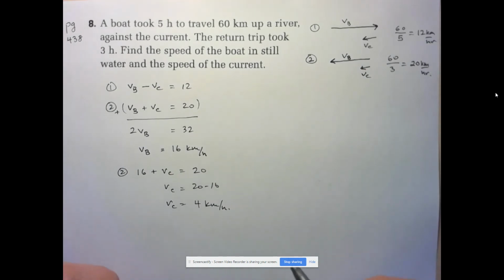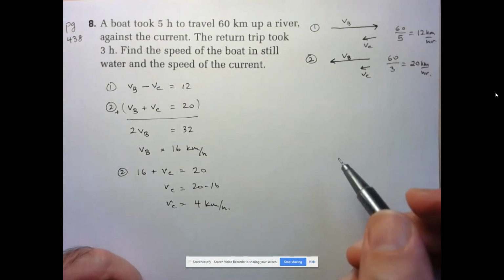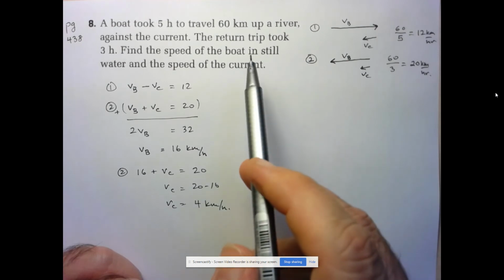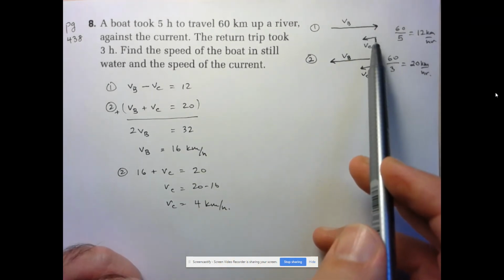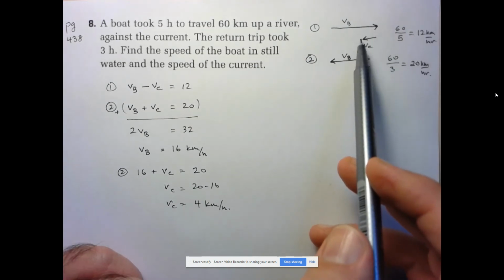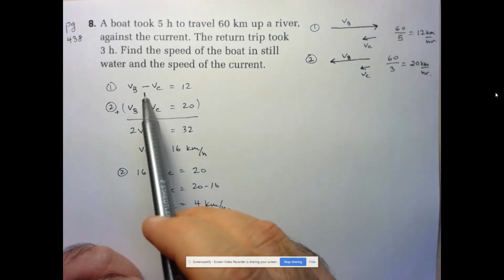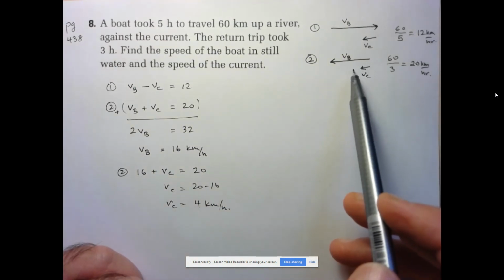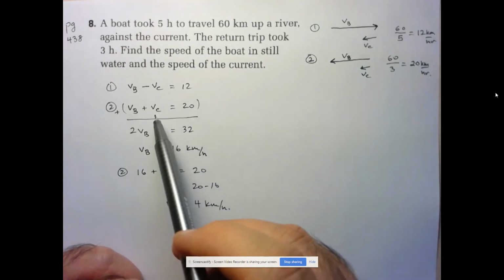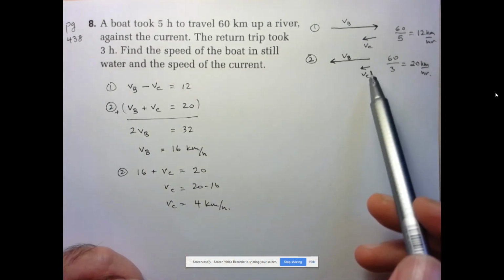Let's just do a quick recap. In these types of problems, when you've got the velocity of the boat and the velocity of the current, keep in mind that when you're going against the current, you're going to be subtracting the velocity of the current, because it makes you go slower. Whereas when you're traveling in the same direction as the current, you're going to be adding the two velocities because the current makes you go faster.